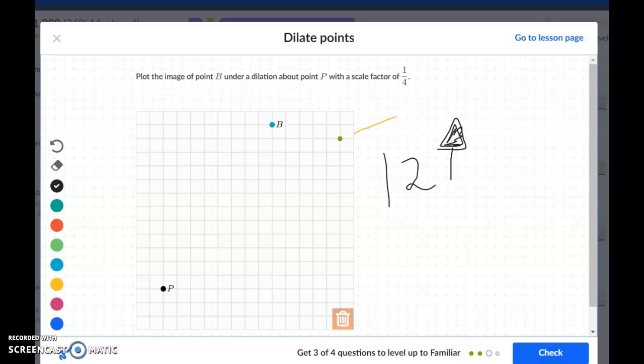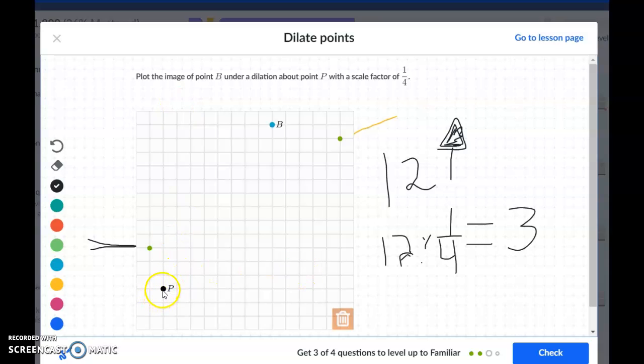What's 1/4 of 12? Well, it's 12 times 1/4, which is equal to 3. So that means my point would be 1, 2, 3. So I'm going to just draw a little line here. Okay, so that's how far up it goes, but how far to the right do we need to go?